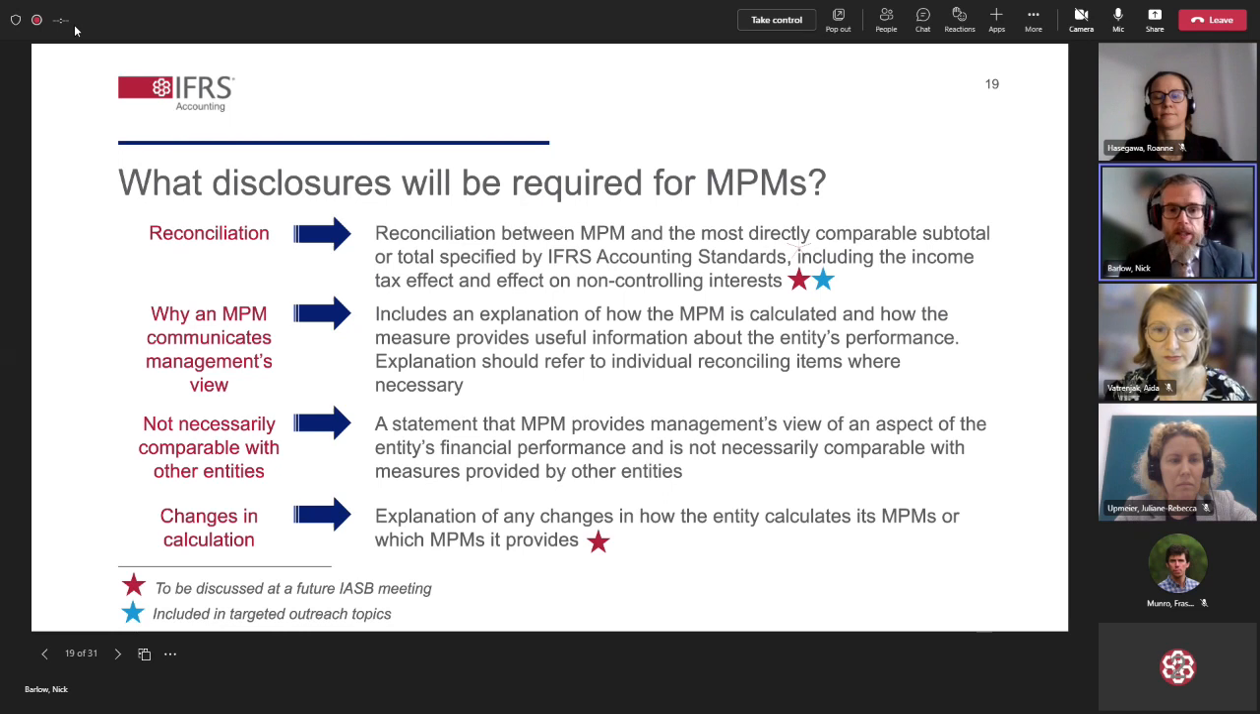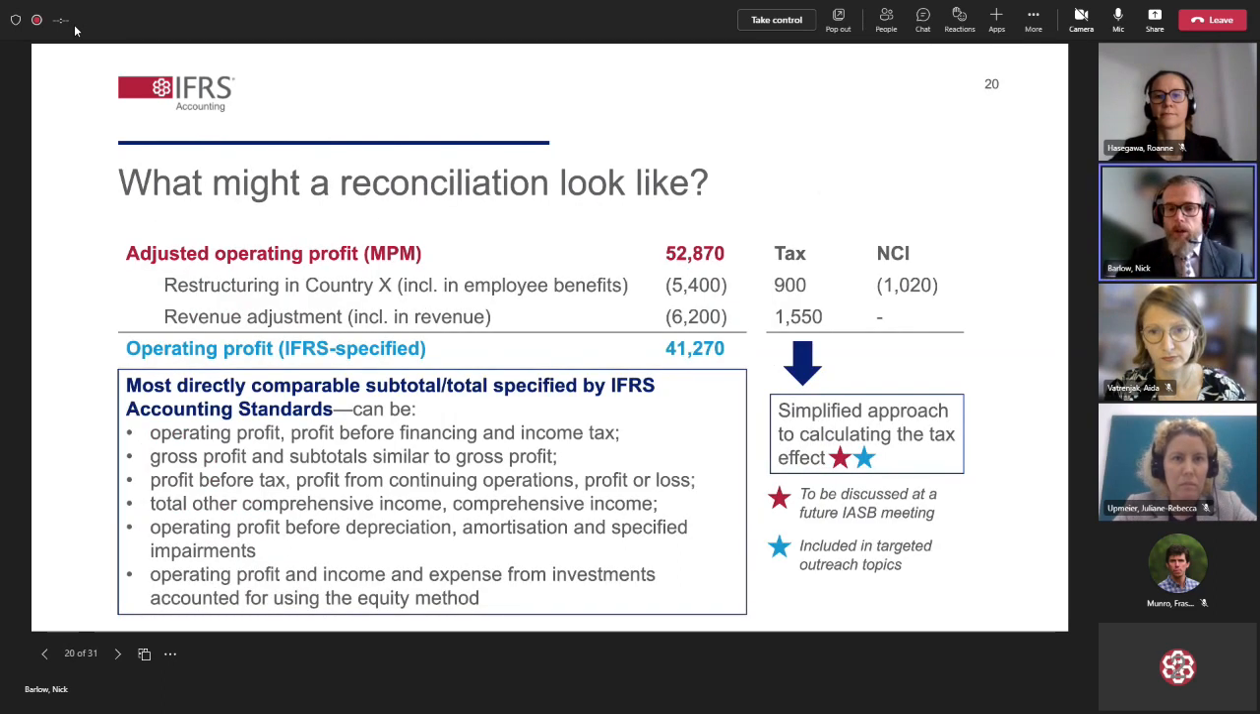Another aspect of the transparency for management performance measures is the requirement to disclose why the management performance measure communicates management's view. And this includes an explanation of how the measure is calculated and why it provides useful information. So, a brief example of what a reconciliation might look like. A fairly simplified example, but it serves to show the link between the statement of profit or loss and the individual measures, in this case done by a narrative disclosure next to the line items. This shows the tax and non-controlling interest, how this might be shown in a columnar format, and shows how it's reconciled directly to a specified subtotal within IFRS accounting standards.